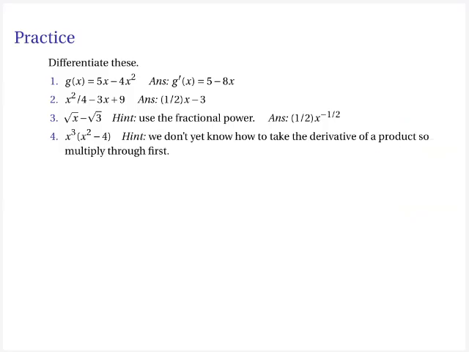Okay. Next one. So it says x cubed times x squared minus 4, and you don't want to take that as the derivative of x cubed times the derivative of x squared minus 4. We don't yet know how to take the derivative of a product, and in particular, what I just said is not right. So you want to multiply through first. Multiply through the x cubed, and then take the derivative. Okay.